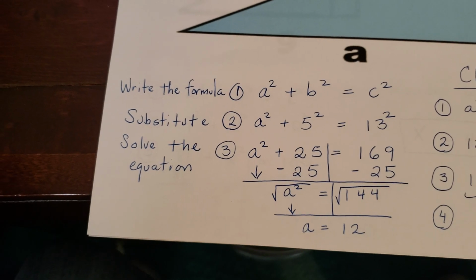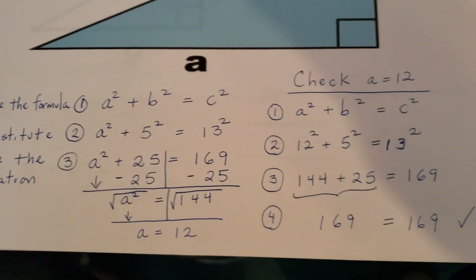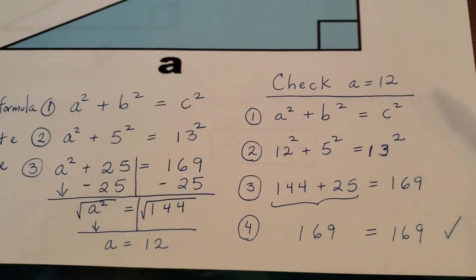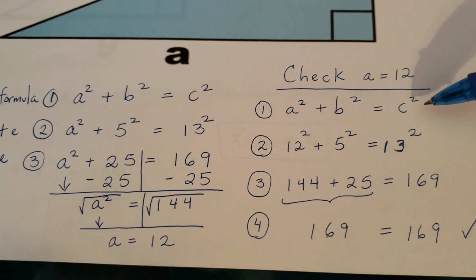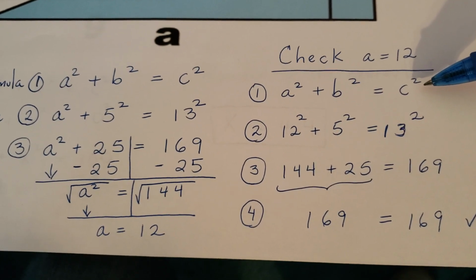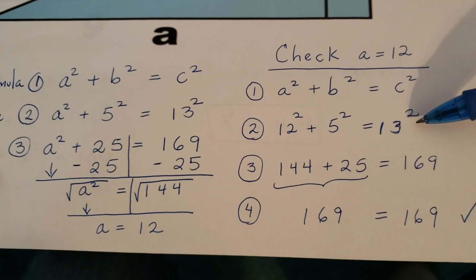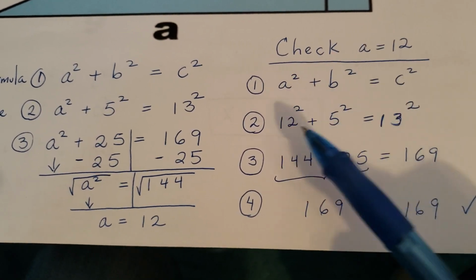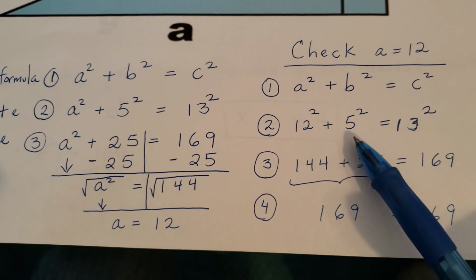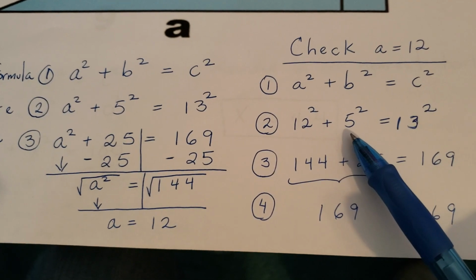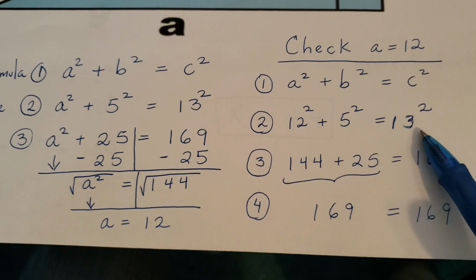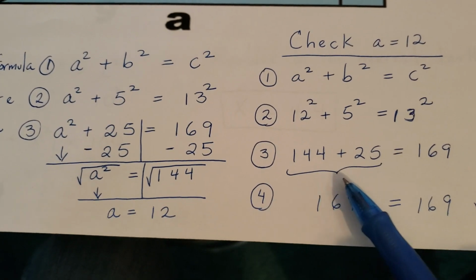Now, let's do a check for this one. Let's check this when a is 12. On a check, the first thing you want to do again is rewrite the formula for the Pythagorean theorem: A squared plus B squared equals C squared. Second step, we're going to substitute in the values. So we're going to put in a 12 here because we found A to be 12. B is 5. And if this is correct, it should come out equal to C squared, which is 13 in this case.